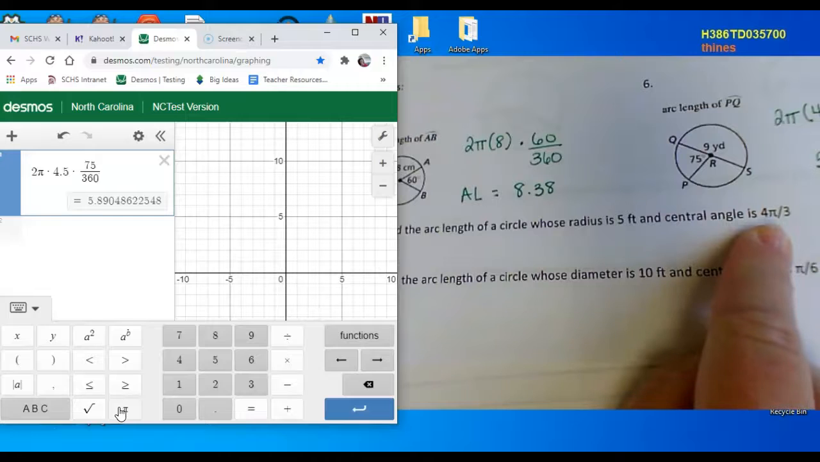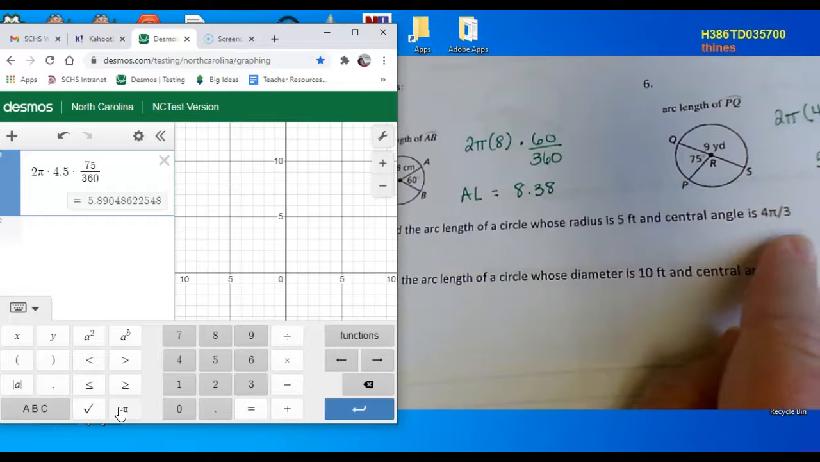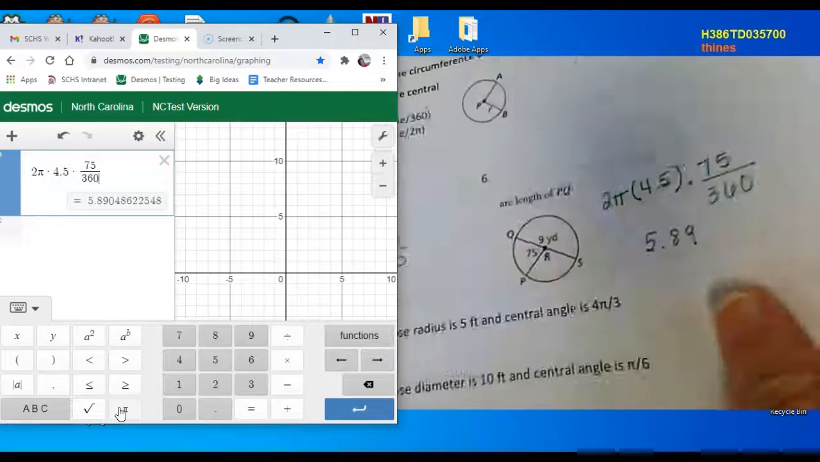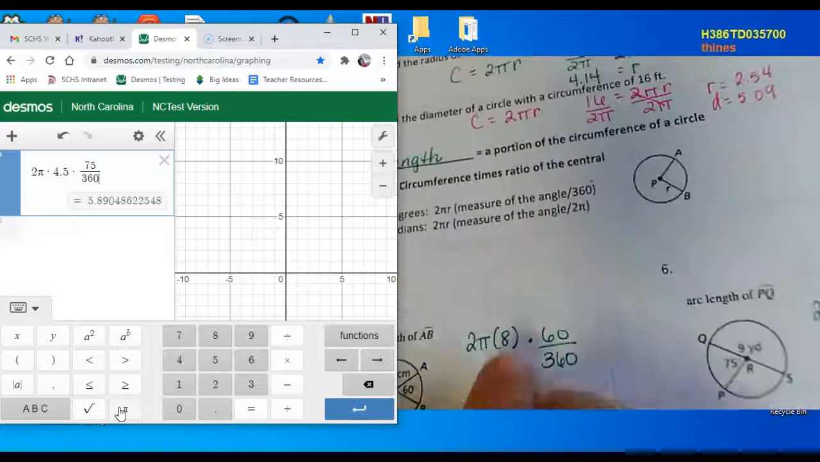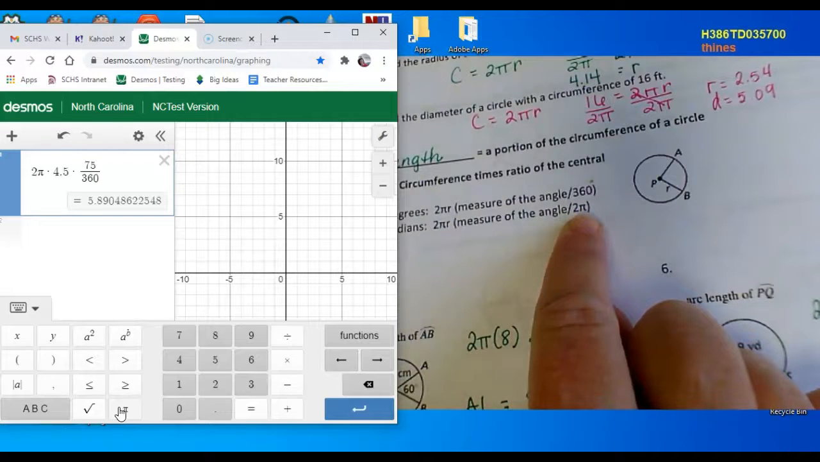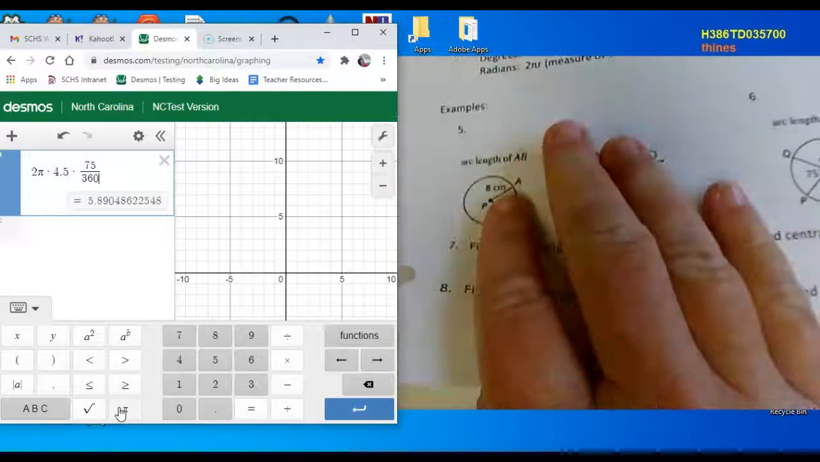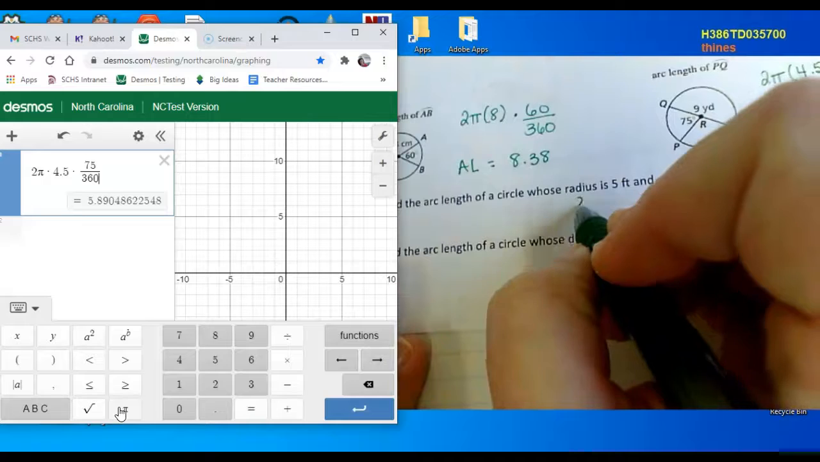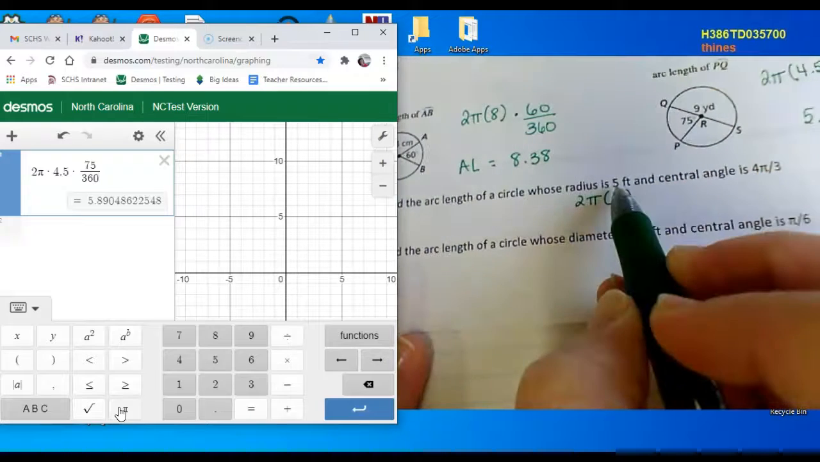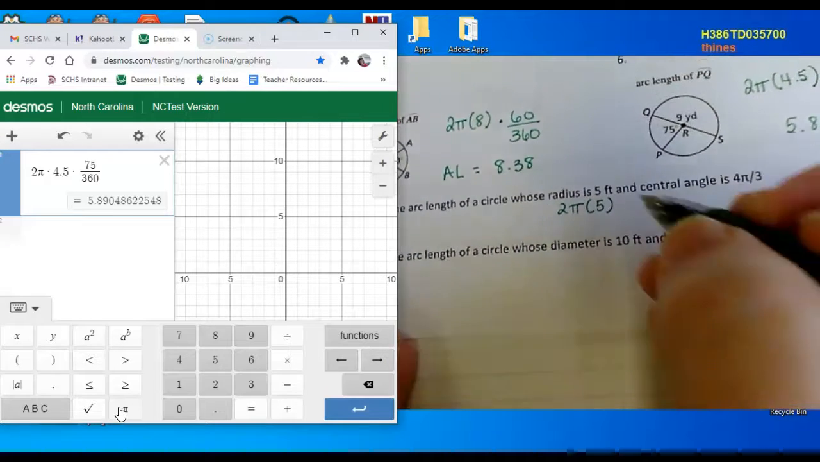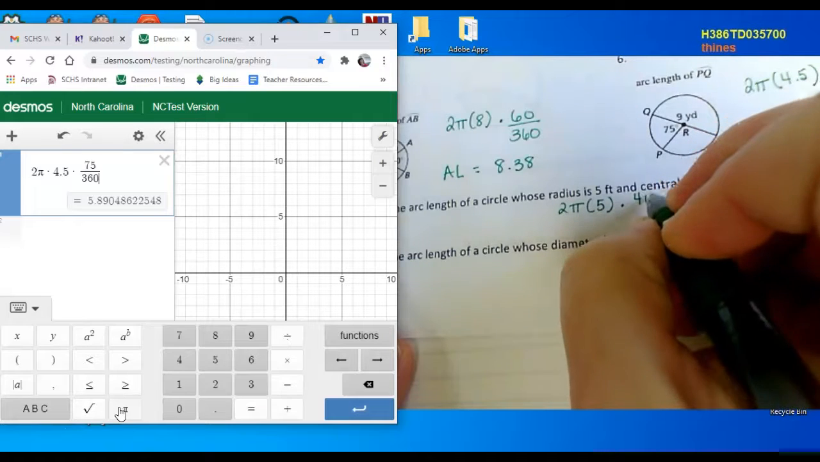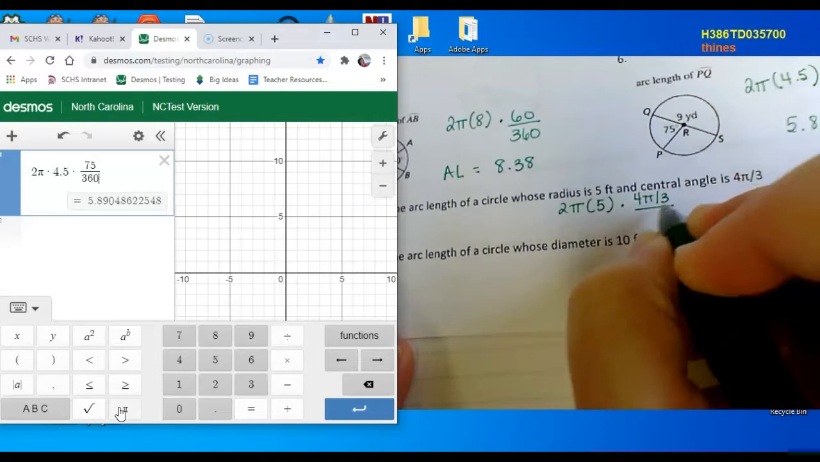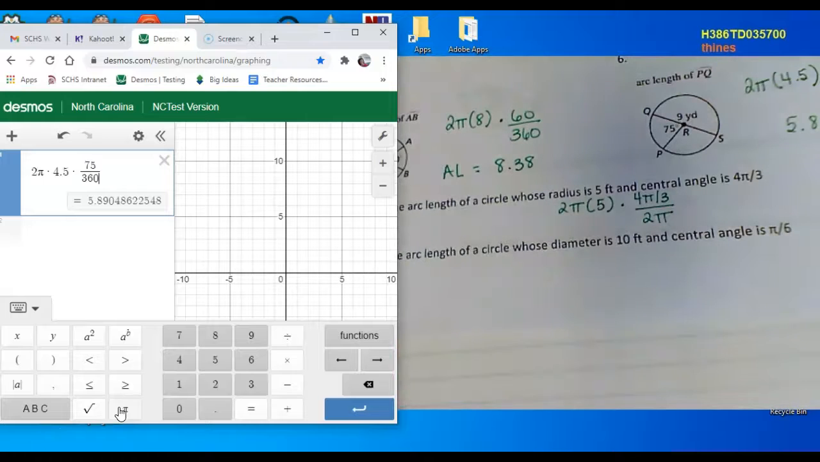Okay? So one thing you can do is you can change the angle to degrees, and then try to solve it. Or, instead of just doing the angle over 360, we can do the angle over 2 pi, because 2 pi represents 360. We know that already. And so what we can do is we can just do the same thing and then divide our angle by 2 pi. So on number 7, we would have 2 pi r, okay? And then our angle is 4 pi over 3, so we're going to put 4 pi over 3 and then over 2 pi. That looks really, really complicated.